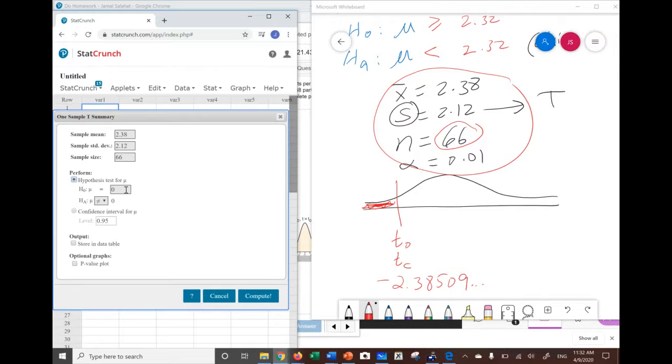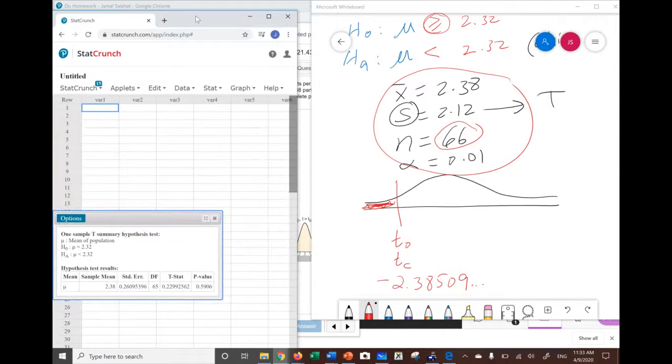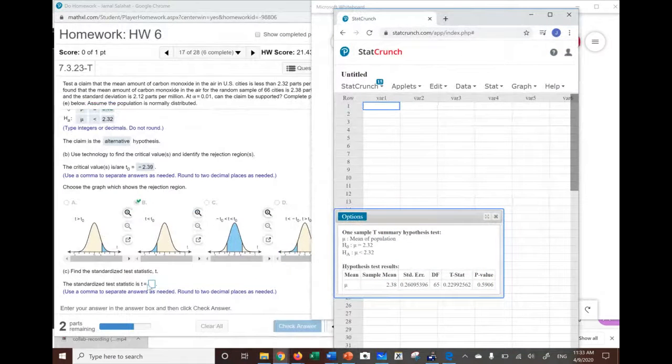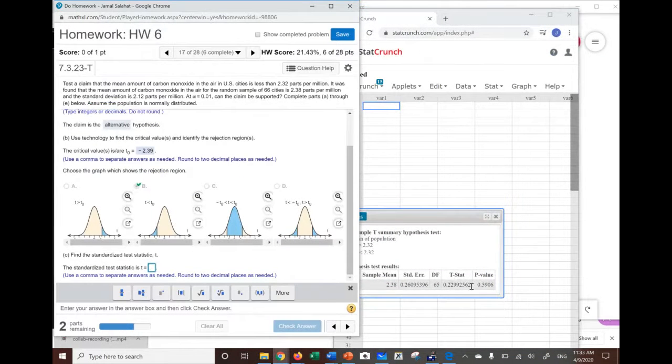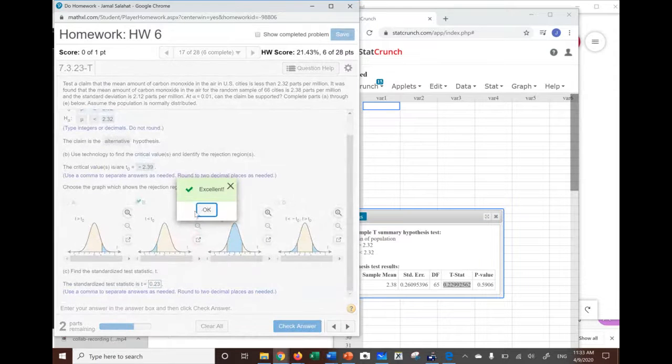And the test to match, here is the test in front of me. Notice this number is 2.32. With StatCrunch, it doesn't allow you to put greater than or equal, so just keep it equal, but make sure the alternative is matching, which is less than, and hit compute, and you get the answer. We're going to get the T statistic here. It is 0.23, two decimal places. So when you check, it is correct.